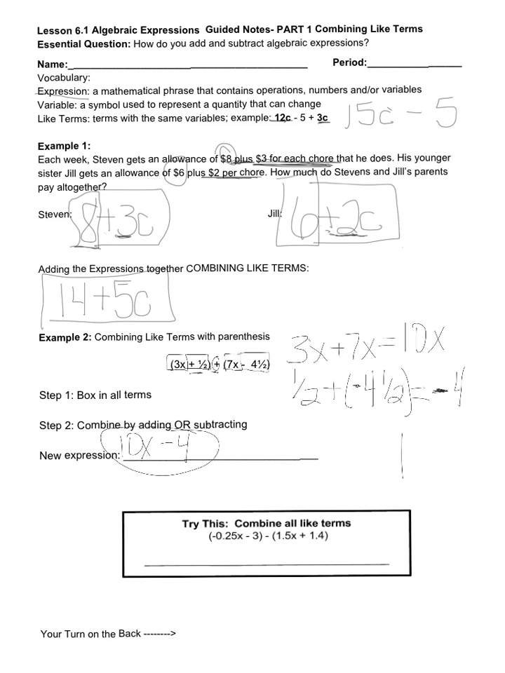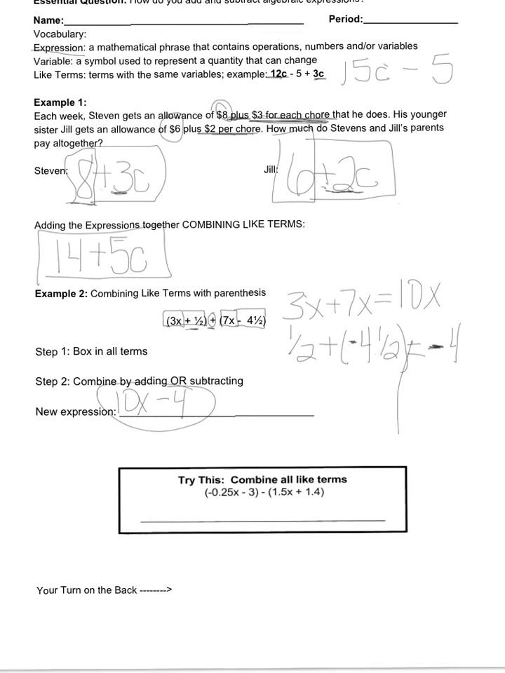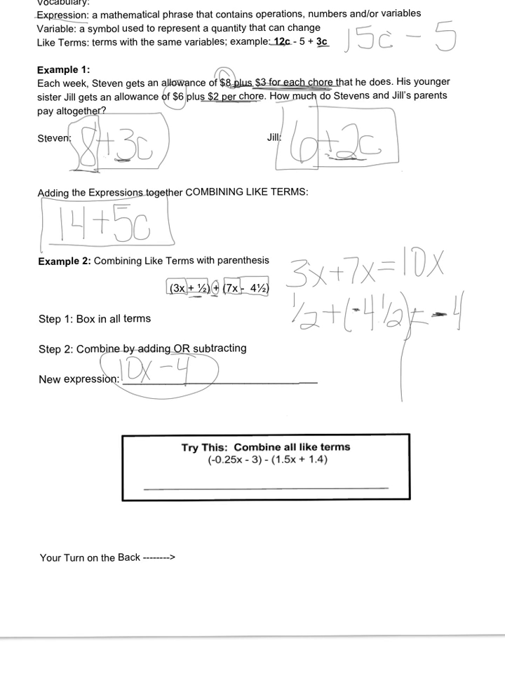Now what I would like you to do is pause the video and try this problem here in the box where I want you to box in your terms and then combine them with what is all the same. So to start, I'm going to box in my negative 0.25x and my minus 3, which is a negative 3. This minus right here is our action. This tells us that we are going to subtract. And then I have a positive 1.5x and a positive 1.4.